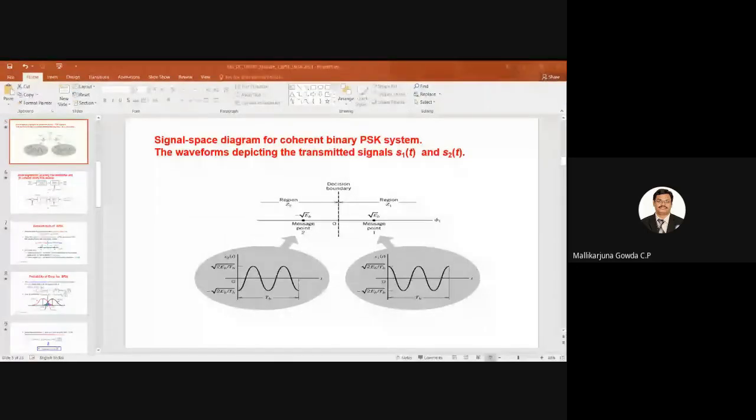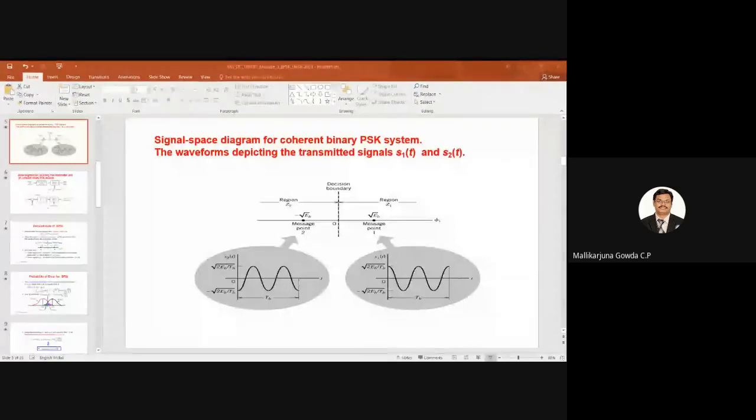So this is the signal constellation diagram, or signal space diagram, for BPSK, right? It is one dimensional, which means I have only one basis function. This is message point 1, S11, which is equal to square root of Eb. And this one is S21, which is equal to minus root Eb. So this is my decision boundary.